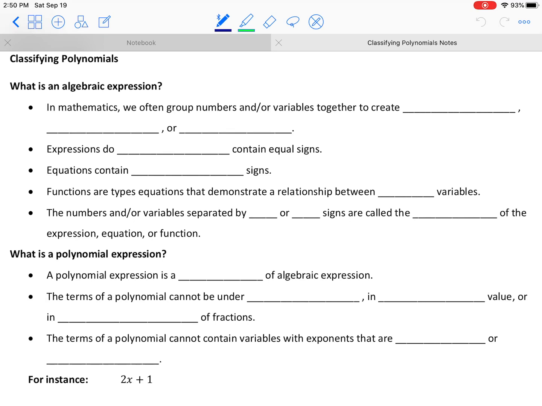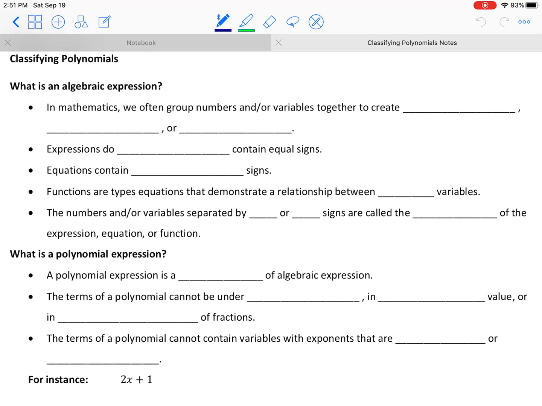Hello and welcome to our lesson on classifying polynomials. So this lesson is basically going to be a vocab review, or maybe some new vocab for you, but it's going to be a good way for us to brush up on some terminology before we actually start some of the real math. Okay, so we're classifying polynomials today, but before we talk about polynomials, we need to distinguish between expressions, equations, and functions. Again, just some vocab to get us started.